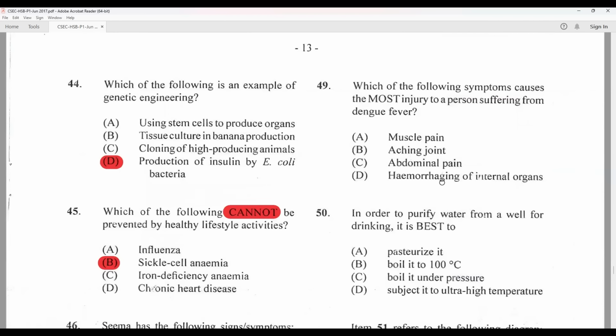Which of the following symptoms causes the most, again, those capital letters, the most injury to a person suffering from dengue fever? And if you are hemorrhaging of internal organs, that means you are bleeding internally. So straight away, that is worse than muscle pain, aching joints, and abdominal pain. When you hear dengue hemorrhagic fever, that person is very likely to die. So the answer is D.